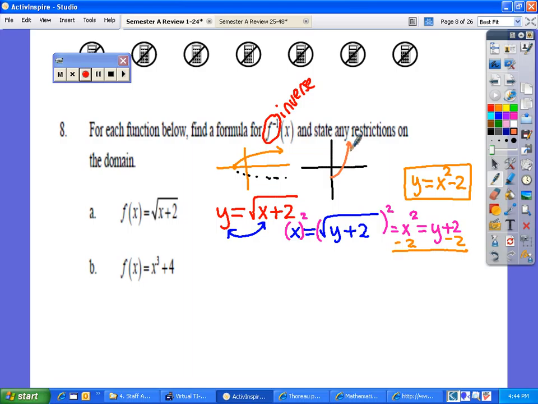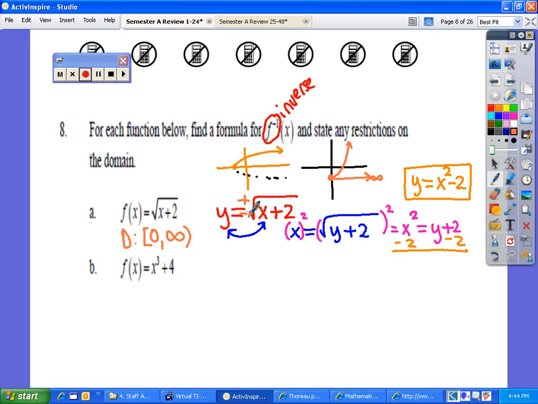So the restriction that you have on the domain is that your domain can only go from 0 to infinity. Okay, so it can only go from here to infinity. That's the restriction on the domain. And that's only because if there was a plus or minus here when we first started, then we would have no restrictions on the domain. But because it wasn't like that, we do have a restriction on the domain.